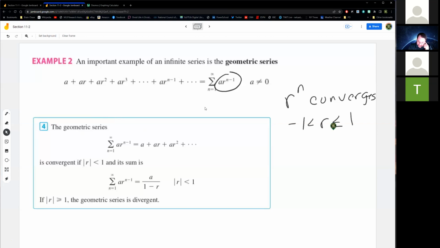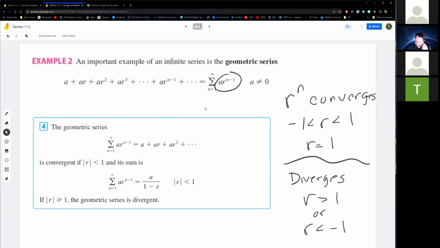And we have when r equals 1. I'll explain why that one doesn't work in a second. And it diverges when r is greater than 1 or r is less than -1. So we originally looked at that for the sequences at the end.